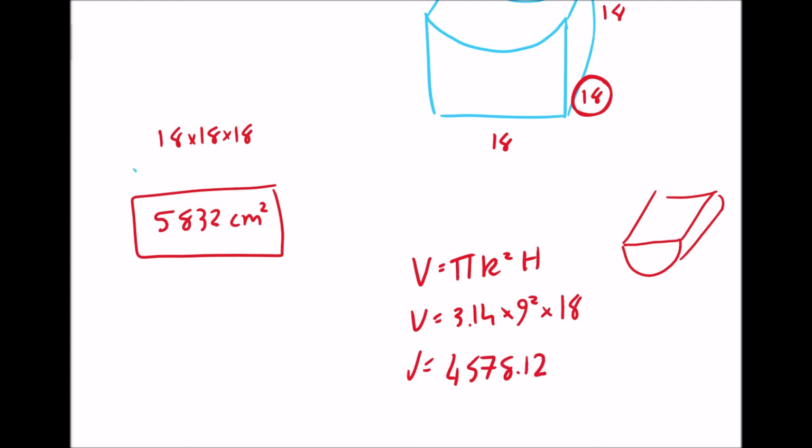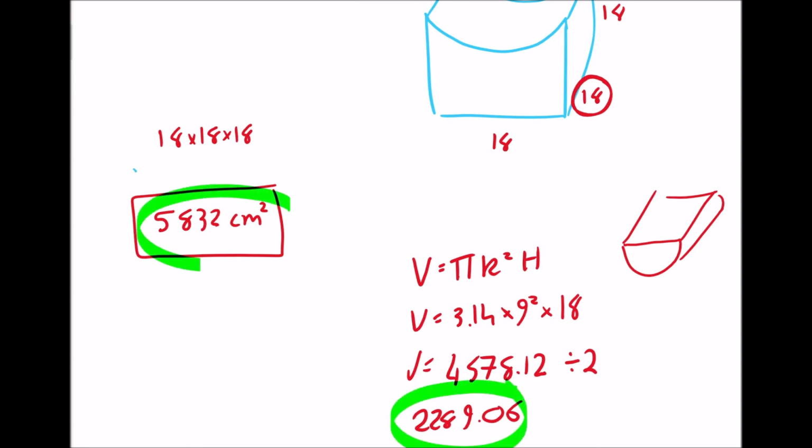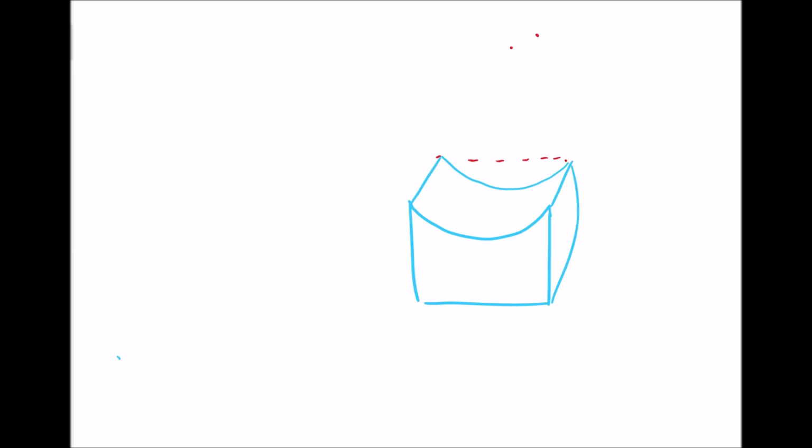equals 4578.12. However, it's a semicircle, so we need to divide that by 2. And we get 2289.06. Minus this from this, 5832 minus 2289.06, and we get 3542.94. And does it say it's the nearest centimetre? Yeah, nearest whole number. So 3543 centimetres cubed.